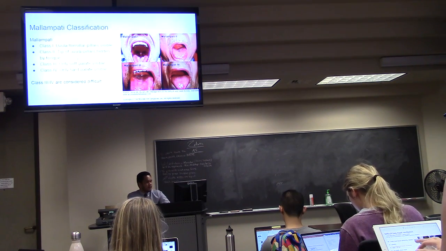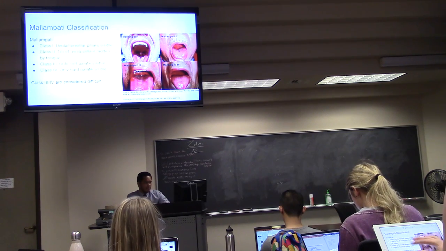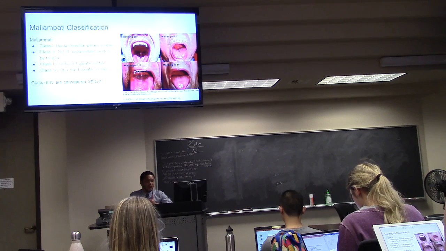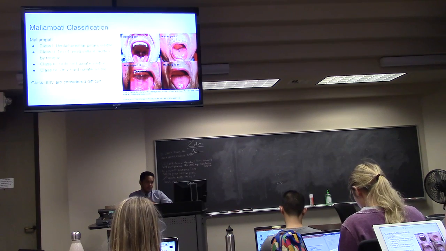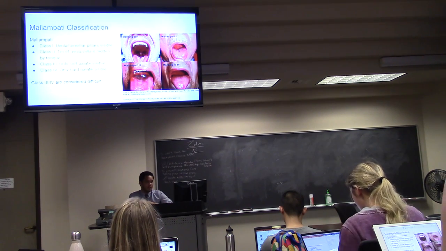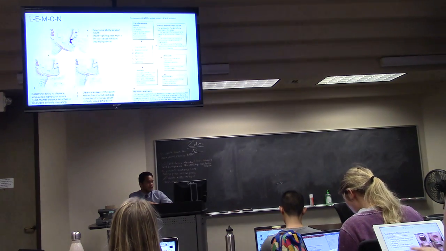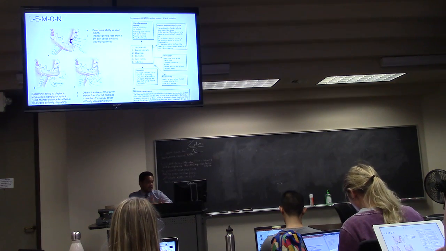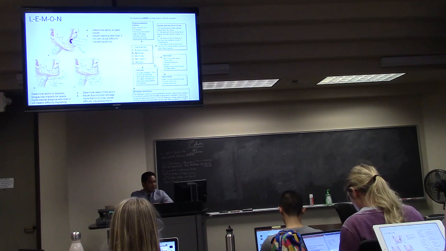And then you do the Mallampati, which is basically looking at their airway to see how much soft tissue they have in the posterior pharynx. Depending on how much tissue there is, it's going to be a difficult intubation. People are considered difficult if they're Mallampati 3 and 4. And then there's another mnemonic, LEMON, which basically integrates everything.